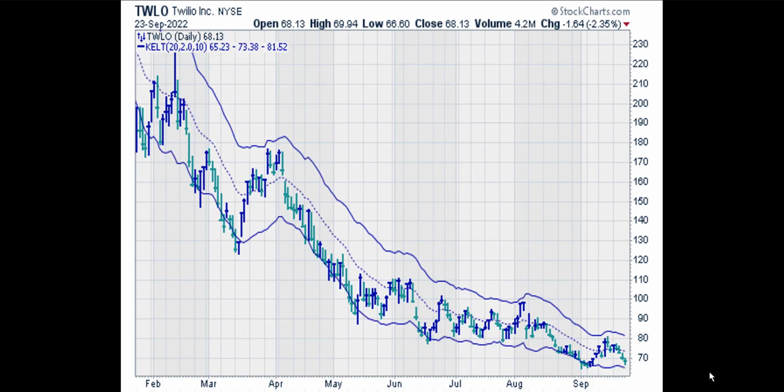Next, we're going to look at a daily chart that displays the Keltner channel. As a rule, we don't want to buy puts if the stock price is below the lower Keltner channel line. Anywhere inside the Keltner channel or even above the Keltner channel is fine. The TWLO stock price is above the lower Keltner channel line, so TWLO is inside the sell zone.